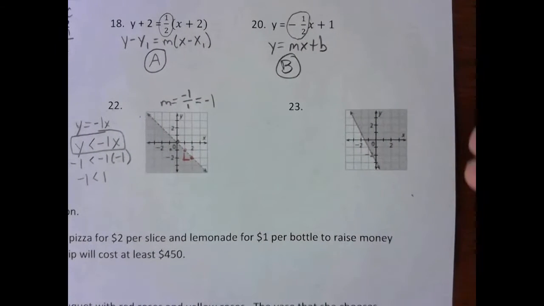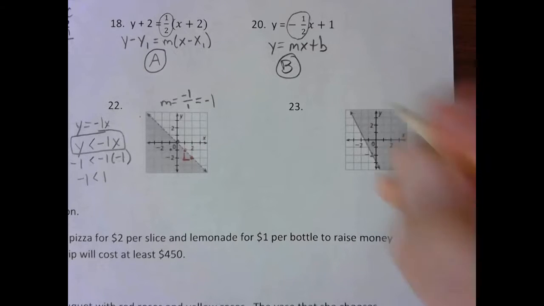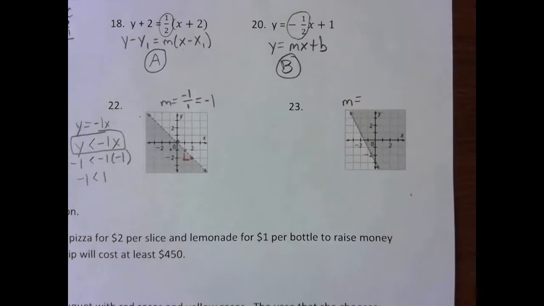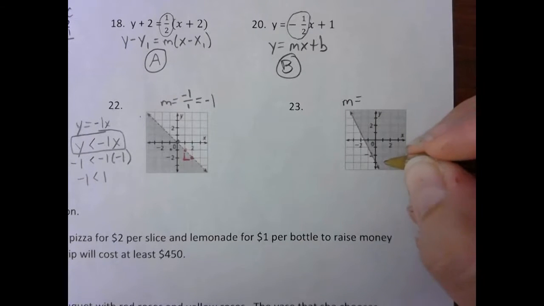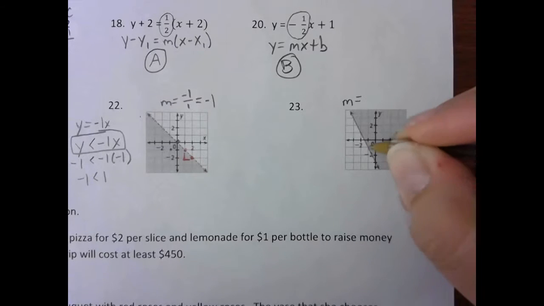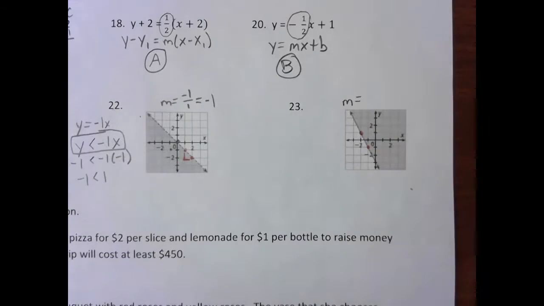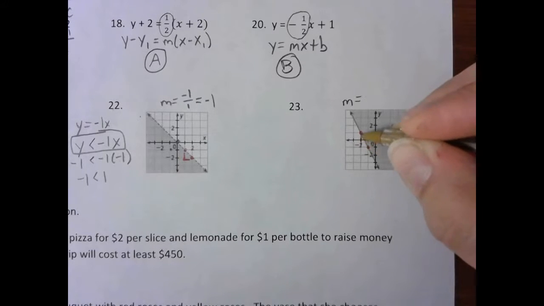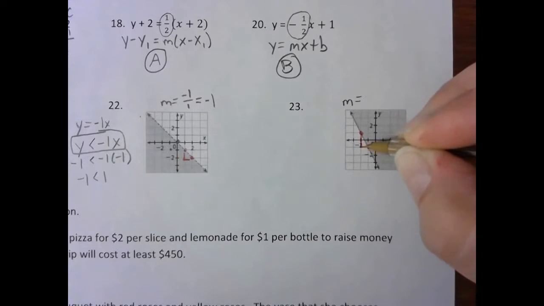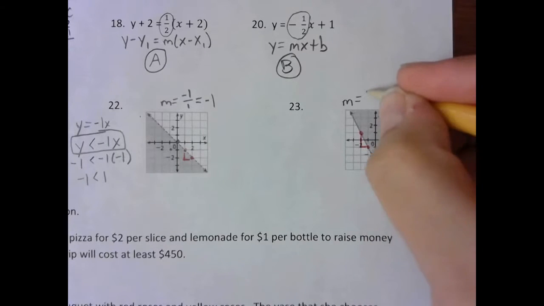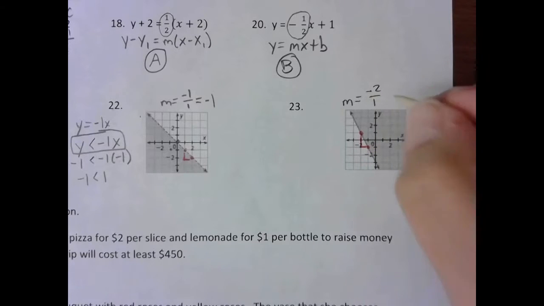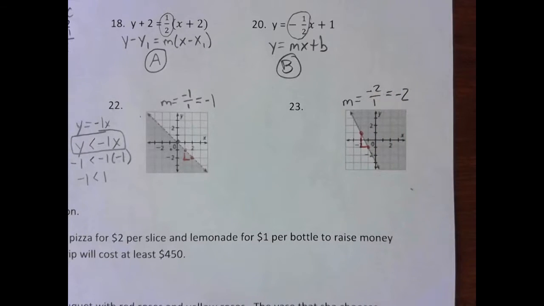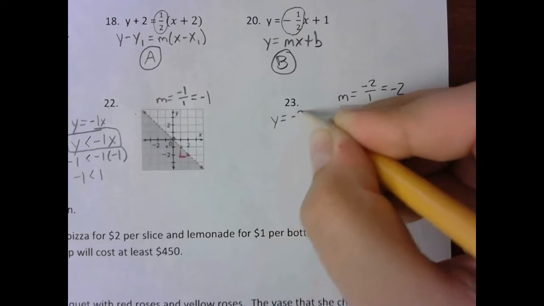So 23. Again, we want y equals mx plus b, so let's find our m. Let's find 2 good points. Oh, I wish my eyes were better. Oh, I feel so old when I do this. Oh my gosh, I'm so old. Okay, this looks like a good point, and this looks like a good one. There we go. Whew. Okay, so we went down 2 to the right 1. So since we went down, it's -2 over 1. Well, that's the same as -2. So I've got y equals -2x.